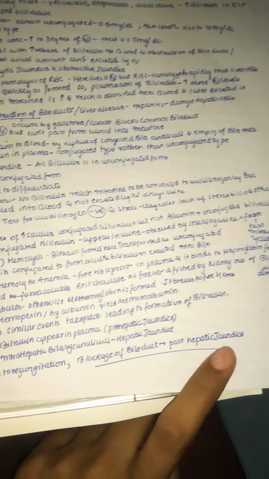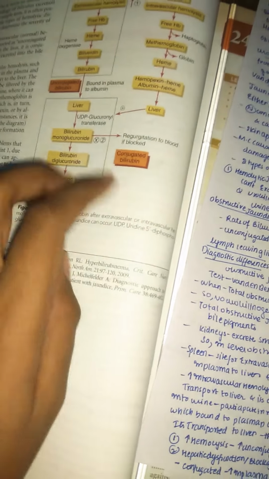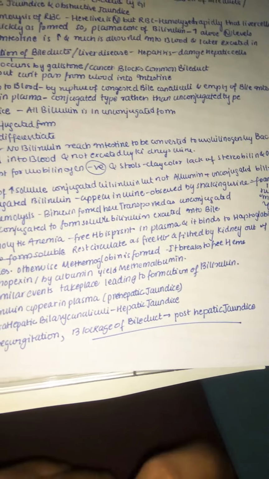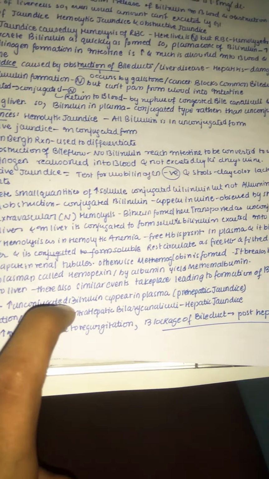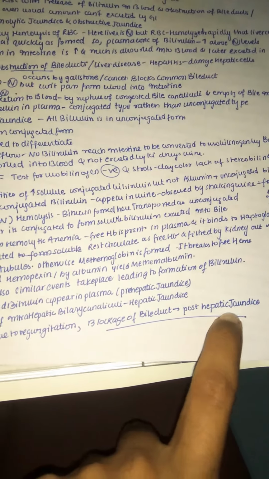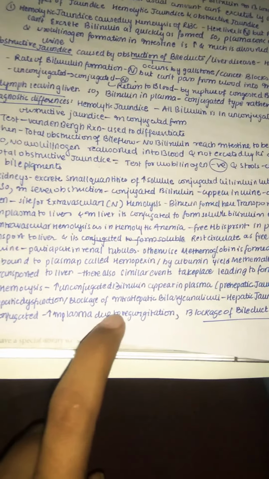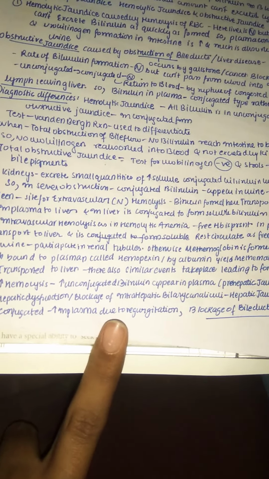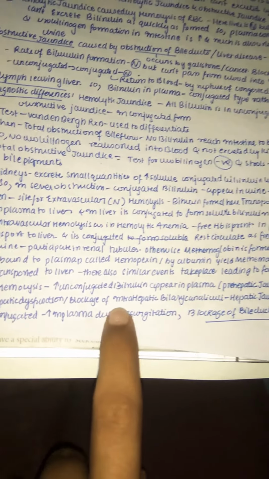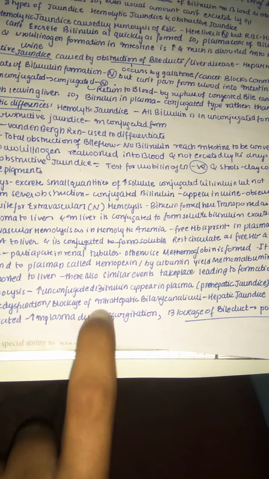Blockage of the bile duct is post-hepatic jaundice, because the bile duct is associated with the liver, after that, so it is post-hepatic. So this is very important. What is prehepatic jaundice? There we have unconjugated bilirubin in plasma. In post-hepatic jaundice we have blockage of the bile duct, and in hepatic jaundice we have a higher amount of conjugated bilirubin in plasma due to regurgitation and due to hepatic dysfunction or blockage of intrahepatic biliary canaliculi.